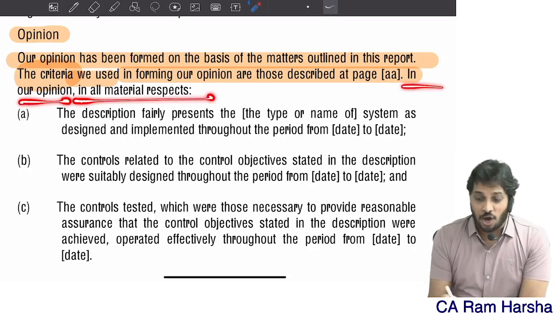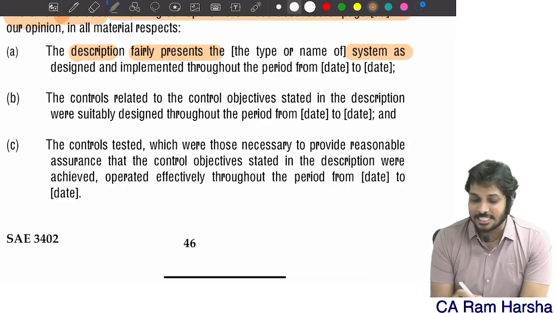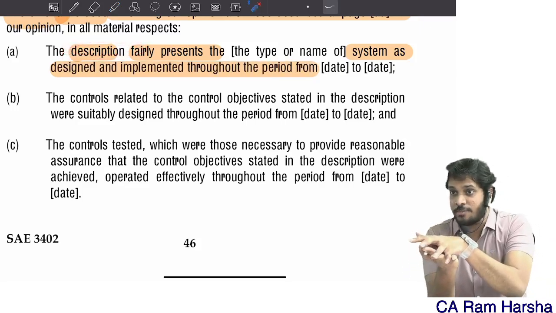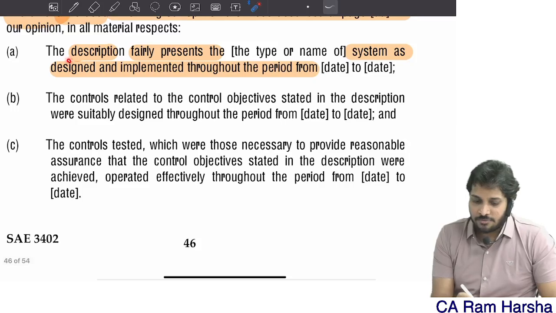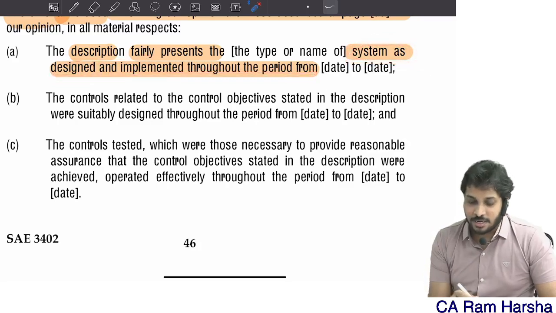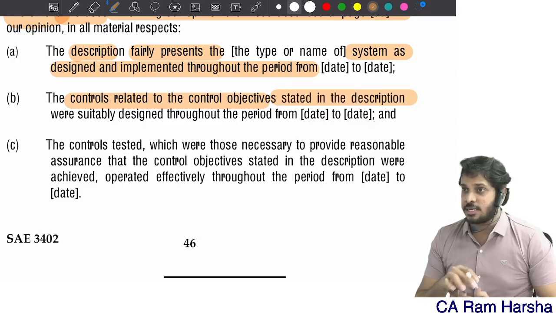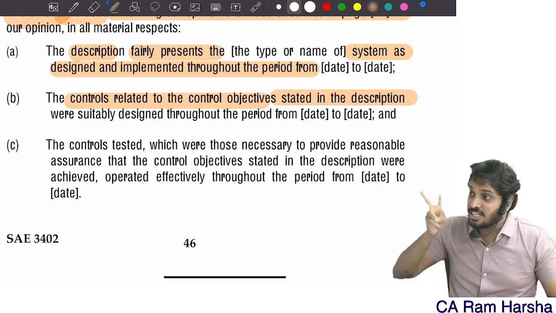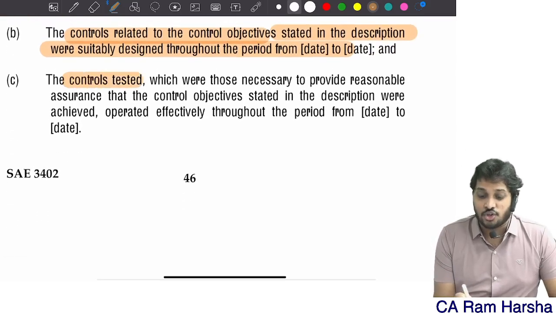In our opinion, in all material respects, the description fairly presents the system as designed and implemented, which means whatever description document of systems management gave, whether the description fairly presents the system as implemented throughout the period, whether controls related to the objectives stated in the description. The same description contains a list of controls and control objectives, whether these are suitably designed and implemented throughout the period, and the controls tested.